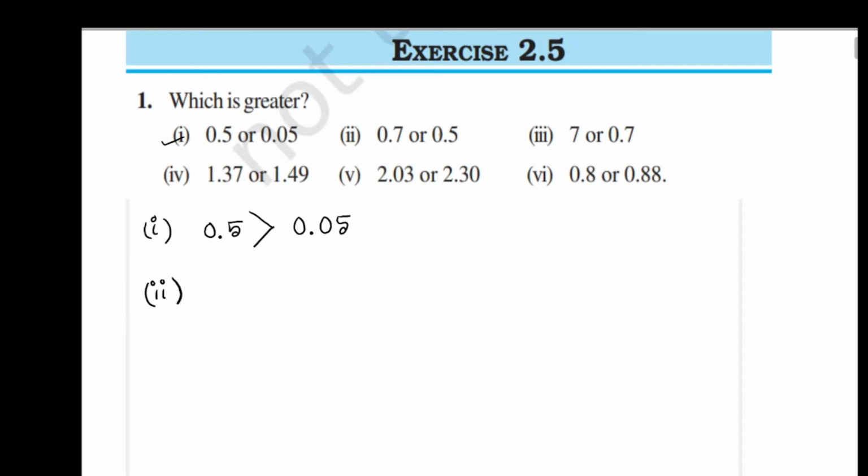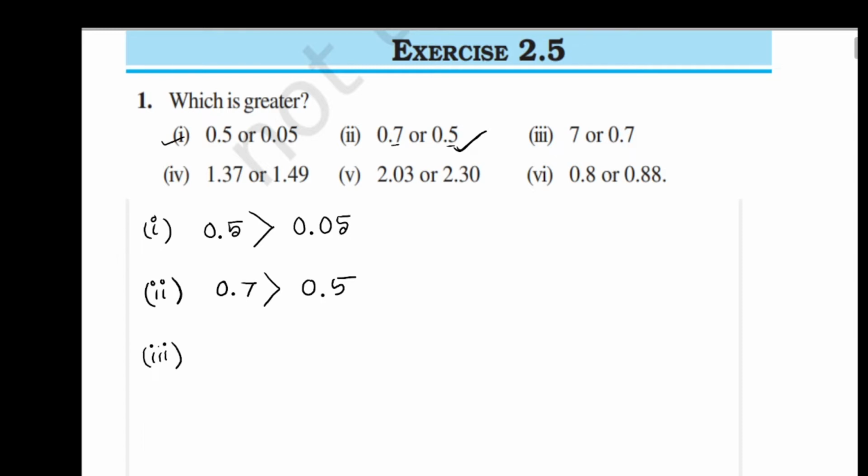Then question number 2, see here, before the decimal point, 0, 0, so no need to compare that. We have to compare the digit after the decimal. Here it is 7, here it is 5. So definitely 7 is greater. That means we have to compare the tenths place. We have to compare on this in decimal numbers. So 0.7 is greater than 0.5.